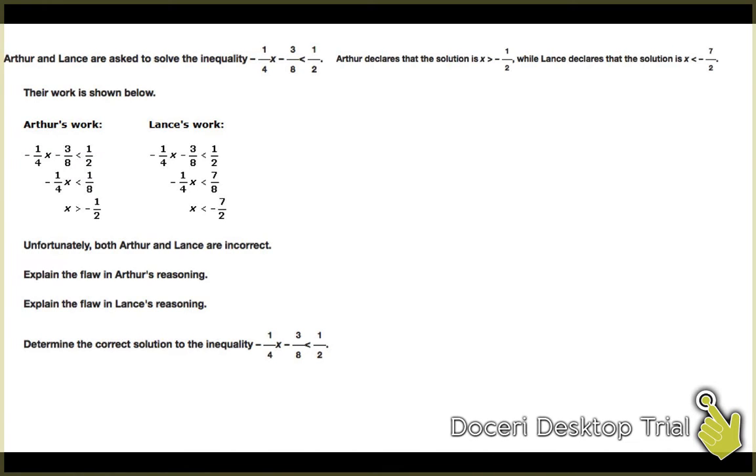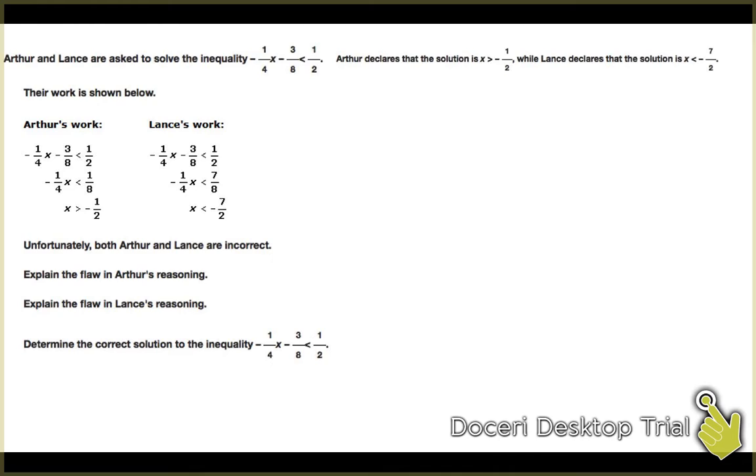This one's a little long. It says Arthur and Lance are asked to solve the inequality negative 1/4 x minus 3/8 is less than 1/2. Arthur declares that the solution is x is greater than negative 1/2, while Lance declares that the solution is x is less than negative 7/2. Their work is shown below.